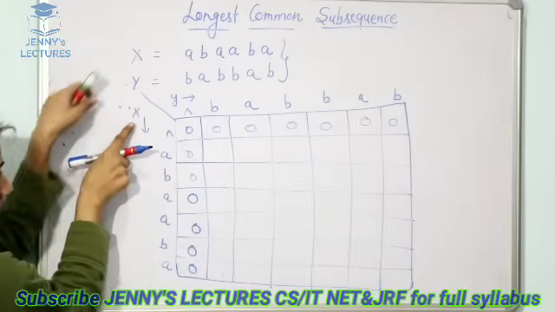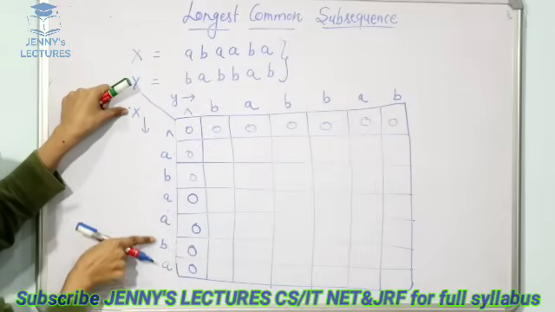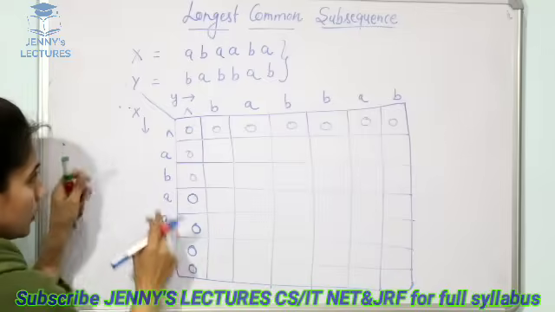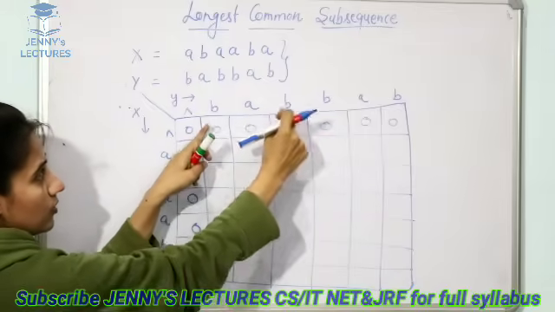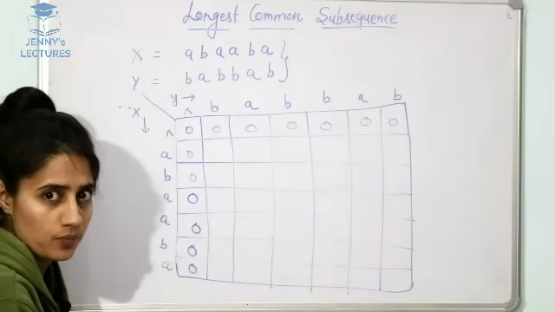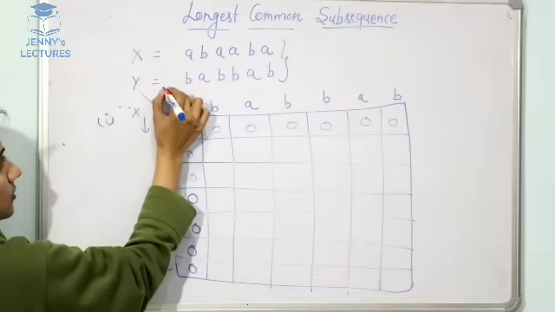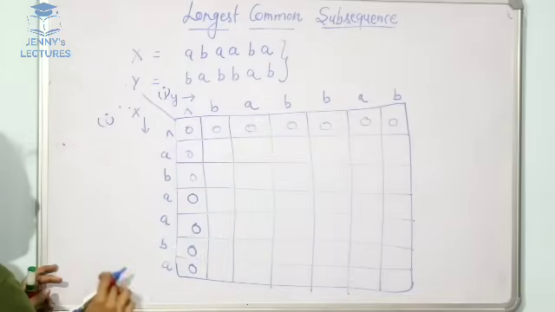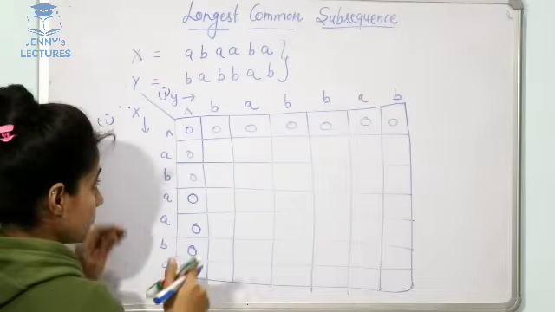Here I have written X. X is A, B, A, B, A, and at this side I have written B, A, B, B, A, A, that is Y. Every character would form one row, and on this side every character would form one column, and you are supposed to fill out these entries now. We can take this one as i, and this side as variable j. Now how to fill out these entries?